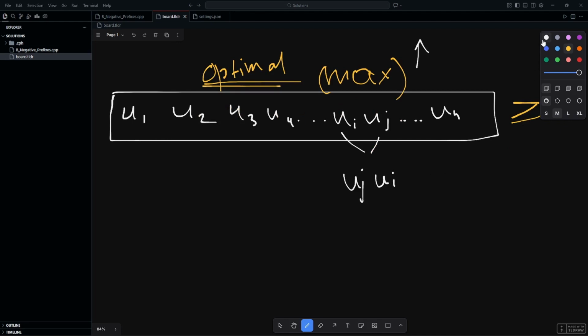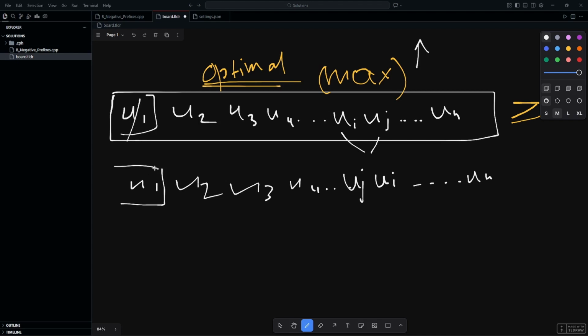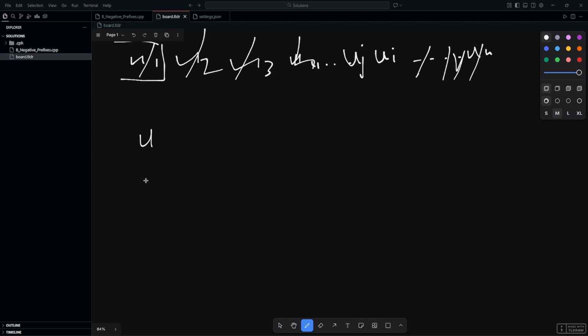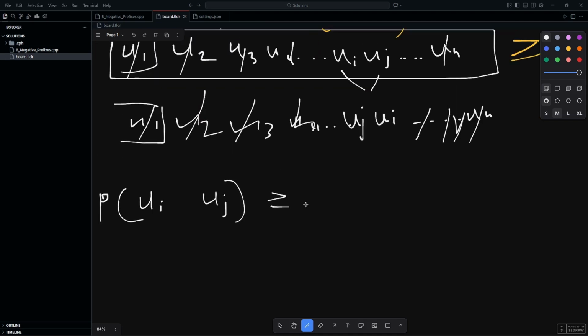So even if you calculate the prefix sum till here, u1, u2, u3, u4, u5, and so on till uj, ui, and un, and if you calculate the prefix sum till here, both of them would cancel out. All of these things would cancel out, and you'll be left with the prefix sum of ui, uj, which is greater than or equal to the prefix sum of uj, ui, isn't it?